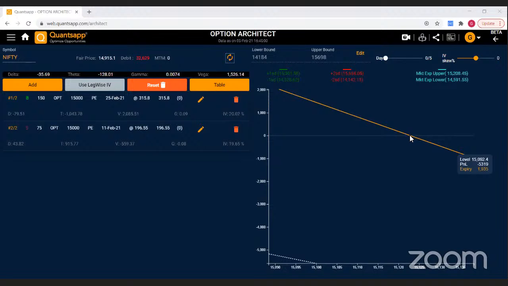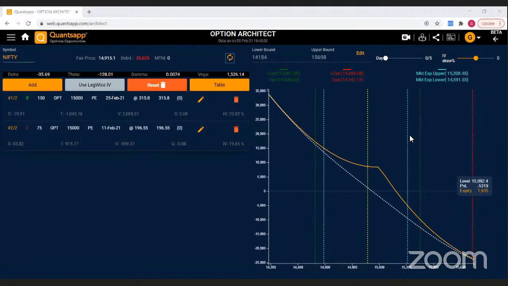Which is nearly at the level of 15,120. So if it goes above 15,120, it's going to start harming you. And if it's going down, you're gonna see.